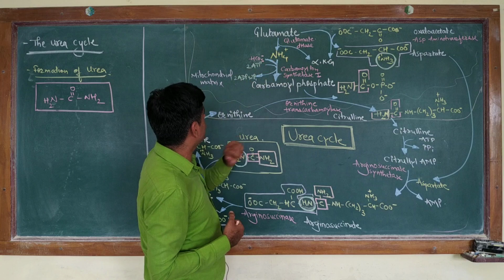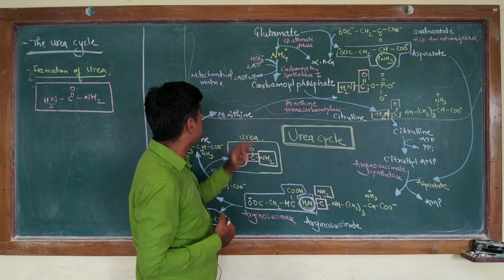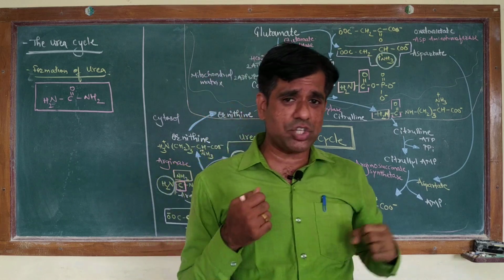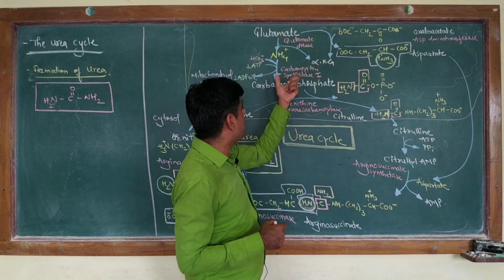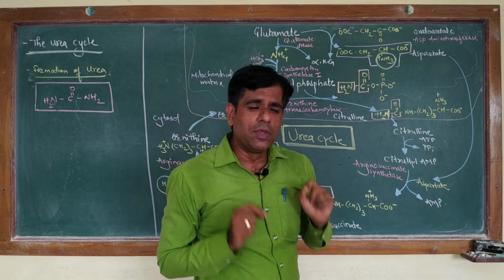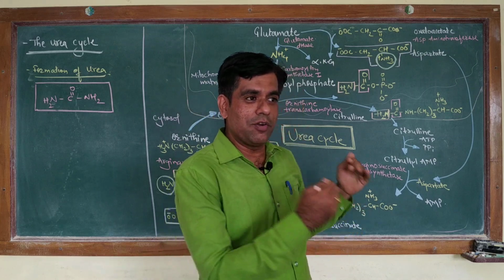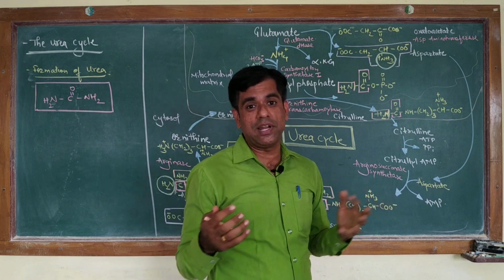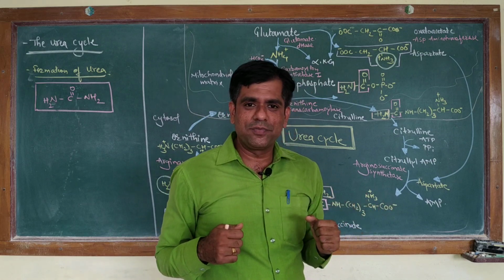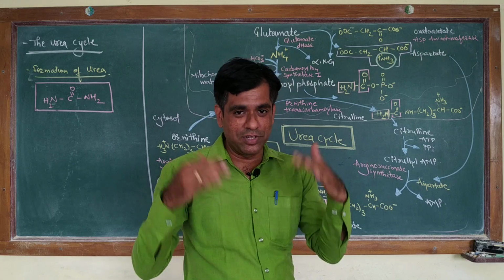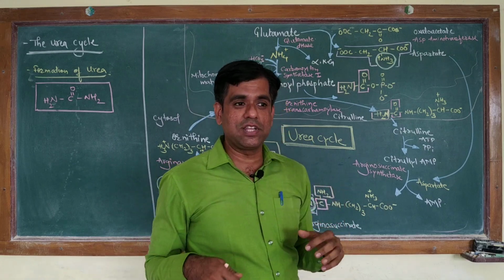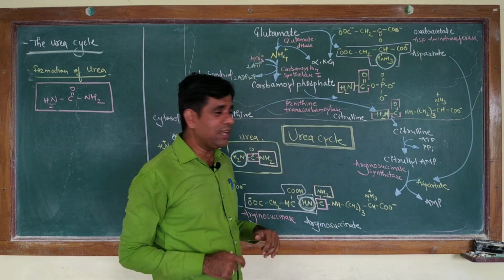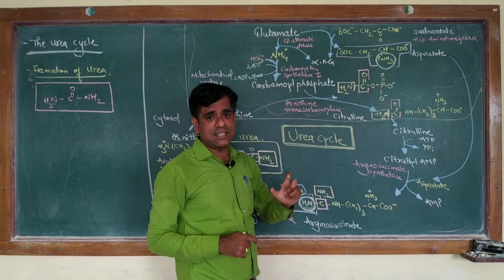This amino group combines with the carbon dioxide in an ATP hydrolysis linked reaction catalyzed by carbamoyl phosphate synthetase 1. This is an isozyme of carbamoyl phosphate synthetase 2, which you probably encountered during pyrimidine nucleotide biosynthesis. You will find that in some other video on the same channel, where we have discussed how pyrimidine nucleotides are formed. Anyway, coming back to the urea cycle, carbamoyl phosphate synthetase 1.